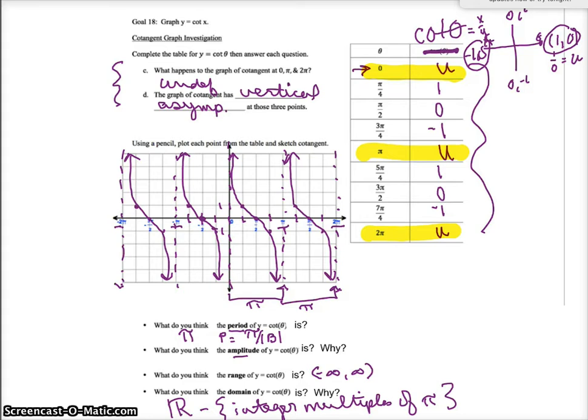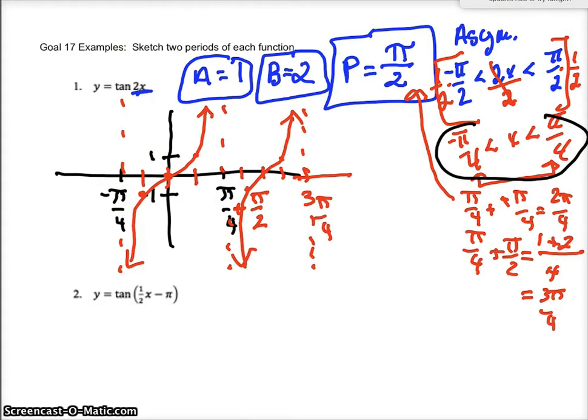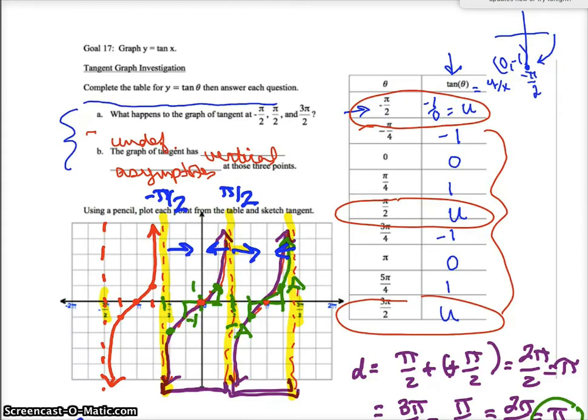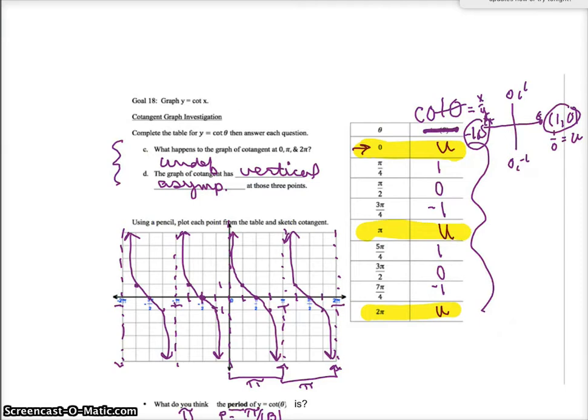One thing I do want to point out are one of the differences of tangent and cotangent. Cotangent is undefined where tangent equals 0. If you look back at the table for tangent, tangent was equal to 0 at 0 and pi, while cotangent is undefined at 0 and pi. Remember that the reciprocal of undefined is 0, the reciprocal of 0 is undefined.